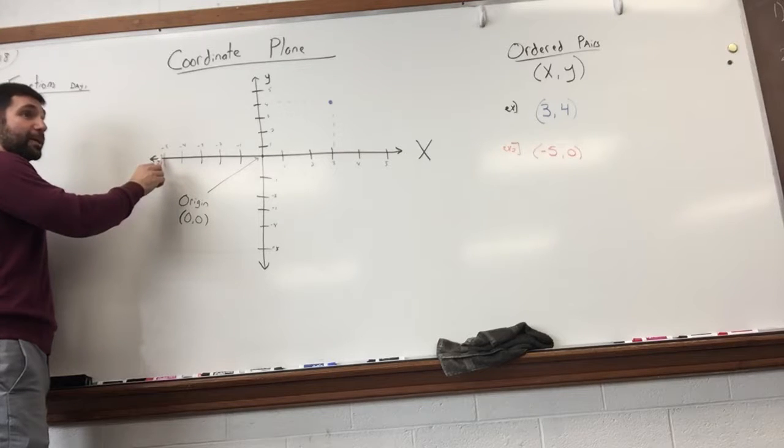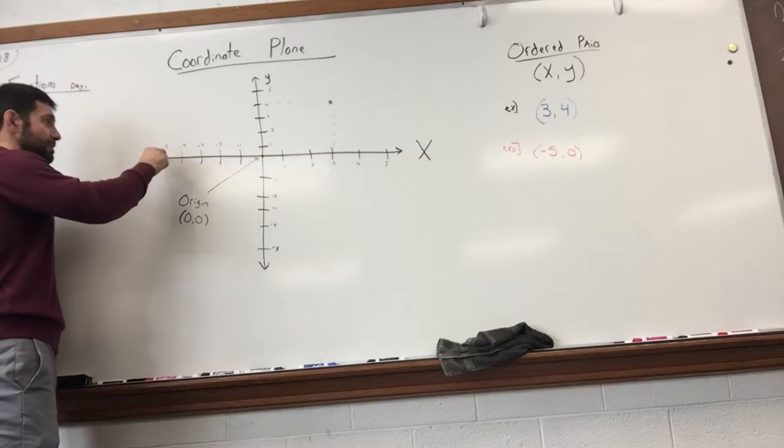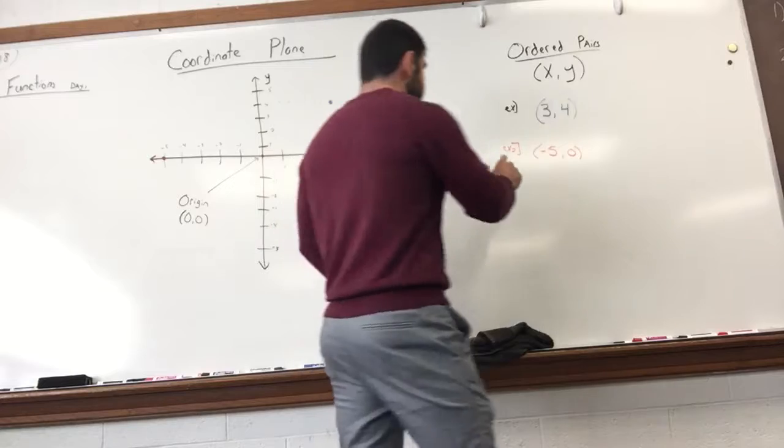The y value is 0. So does it tell me to go up or down? Stay there. It doesn't tell me to do either, so it tells me to stay there. Everybody with me still? Yes? Yep. Brendan? So if it's 0, 0, it would just stay in the middle. Yep, it would be at the origin. Yep. So let's graph these 3.